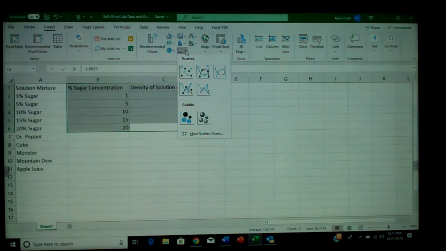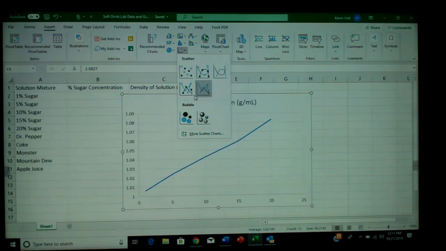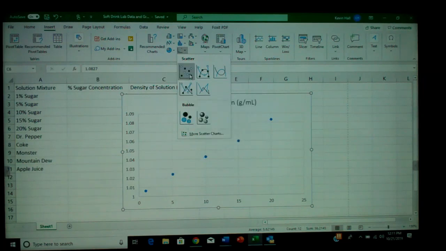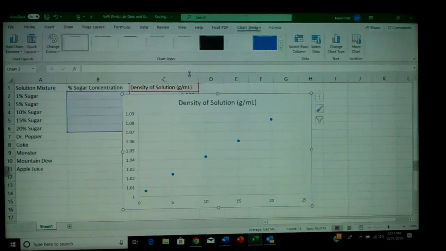Click on the little drop down arrow next to it, and here are your different types of scatter plots. We definitely don't want one with lines through it. We're not after a curved line like they've got there, and we're definitely not looking to connect the dots. We just want one that's got dots on it. So you can just see that one there, and we're going to click it. Ta-da! We have a graph.